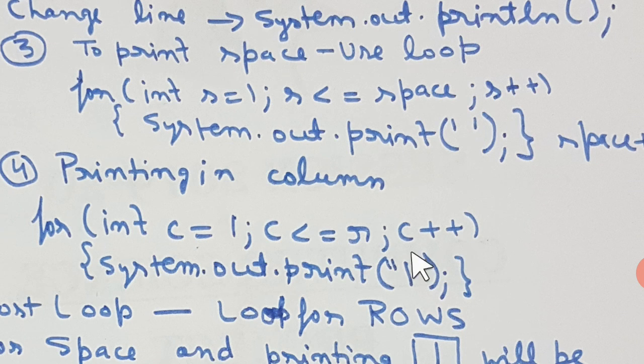Now what has to be written in the loop body of this loop? You have to perform the main task, that is printing of 1. So system.out.print. Remember, again I am telling you, it is not println, it is print. What? 1. So I have written here 1 in double quotes, and curly braces are closed, for this loop.